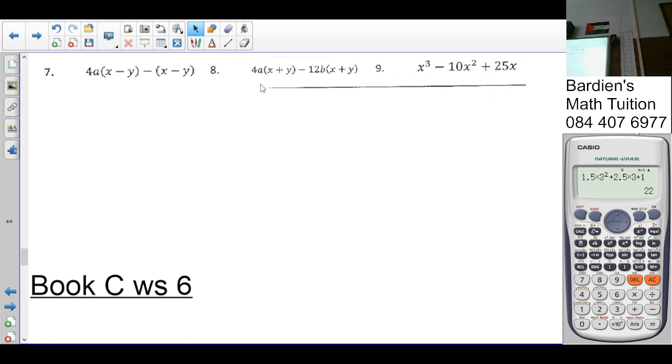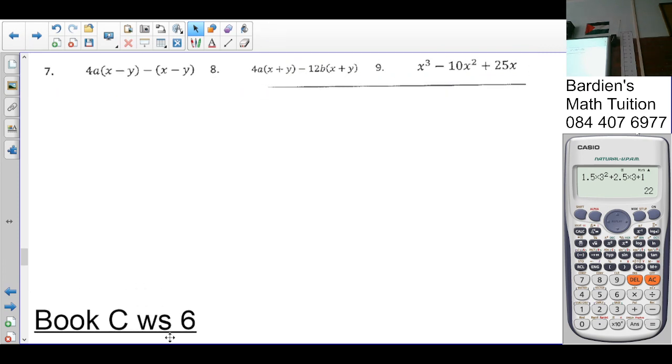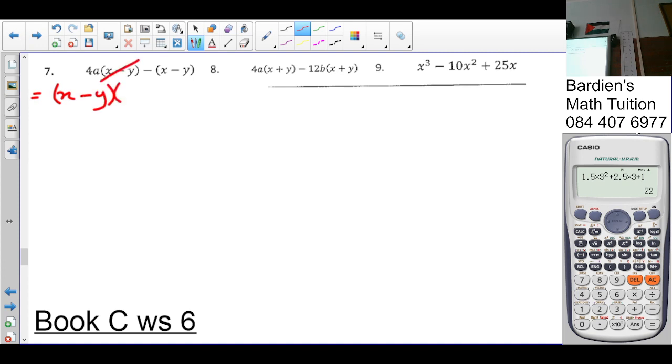Alright, let's look at number 7. Alright, what's going to happen here? Same thing here. So what's common here? x minus y. What are we doing? If we take x minus y out, what am I left with? 4a minus y. Nice. And we always check if the second bracket can factorize. In this case, it can't. Let's look at number 8.